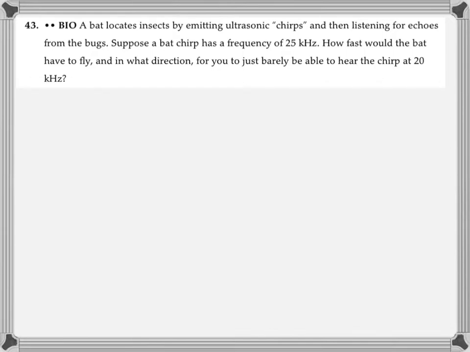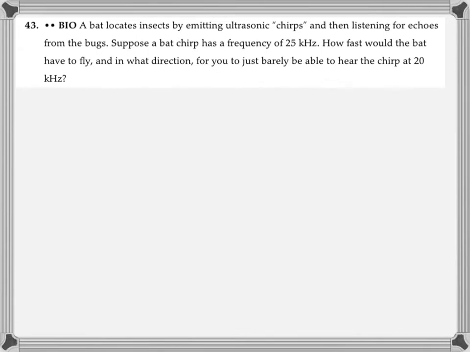How fast would the bat have to fly and in what direction for you to just barely be able to hear the chirp at 20 kilohertz? So remember that humans can only hear a sound up to a frequency of 20 kilohertz, so that's why it's saying for you to barely be able to hear it.